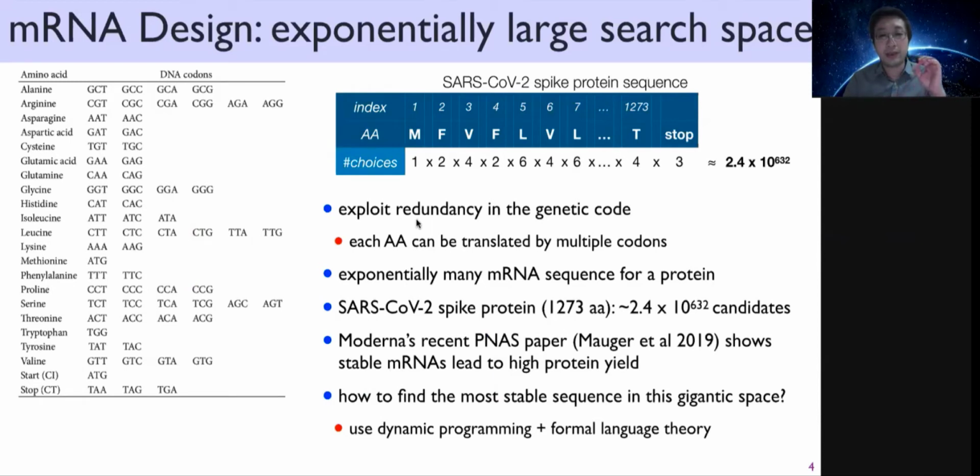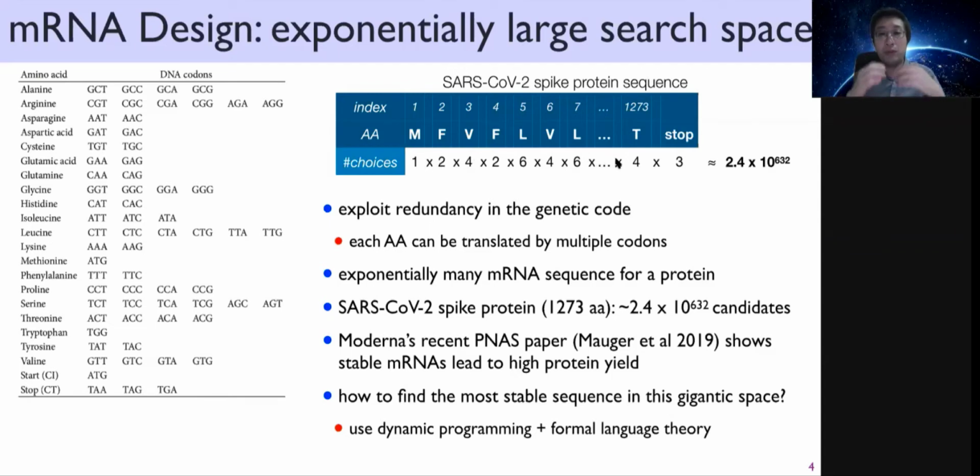There is a redundancy in the genetic code: each amino acid, as we all know, can be translated by multiple DNA codons or RNA codons, the triplet codons. For example, alanine can be translated by 4, arginine by 6, and so on. If we look at each protein sequence, like for example the spike protein of the coronavirus, which is the common vaccine target, we get 1 choice, 2 choices, 4 choices, and so on. We multiply them all together.